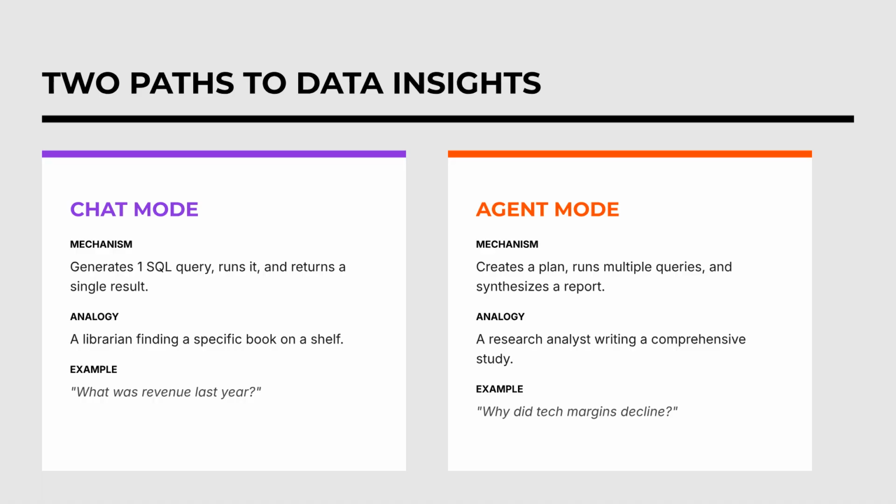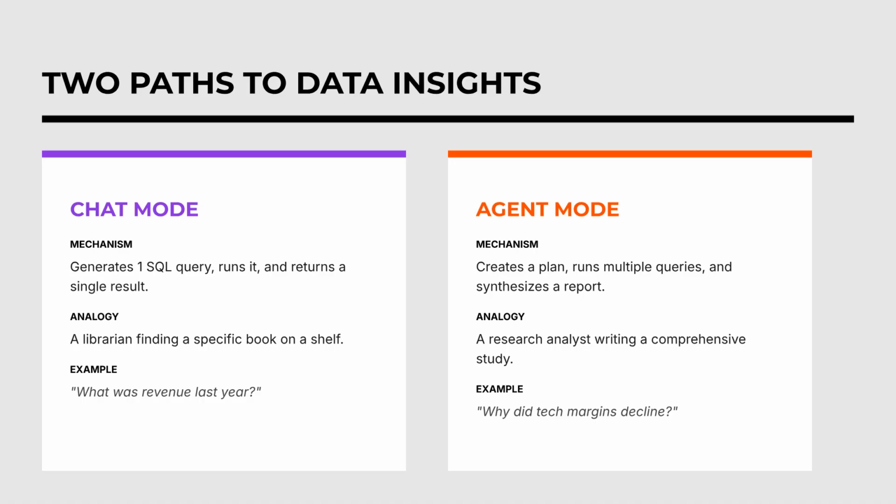Genie now gives you two powerful paths to insights, chat mode and agent mode. Chat mode is like a lightning-fast librarian. You ask for one specific book, it grabs it instantly and hands it over. Example, what was revenue last year? Boom! One SQL query, one clean result.